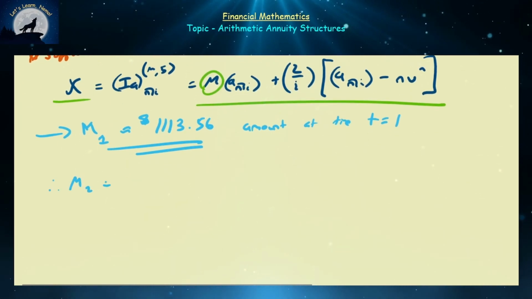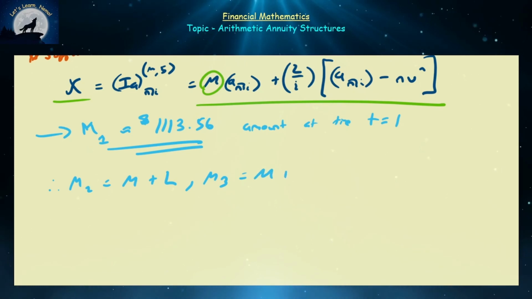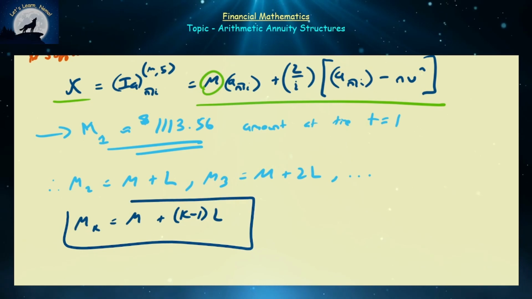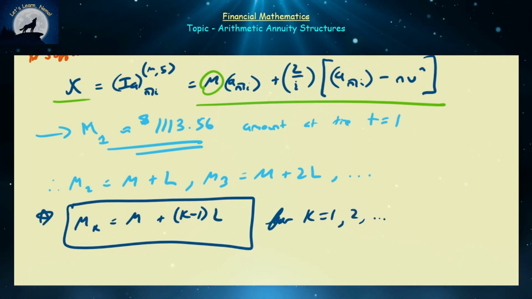So M2 will be equal to M plus L, right? And again, M3 will be equal to M plus 2L. And you can continue that payment, and keep in mind the generalized structure would be M_K is equal to M, let's just call it M, plus K minus 1 times L. So that's how much the monthly payment will be at time t is equal to K. And this is for K is equal to 1, 2, all the way down to N.